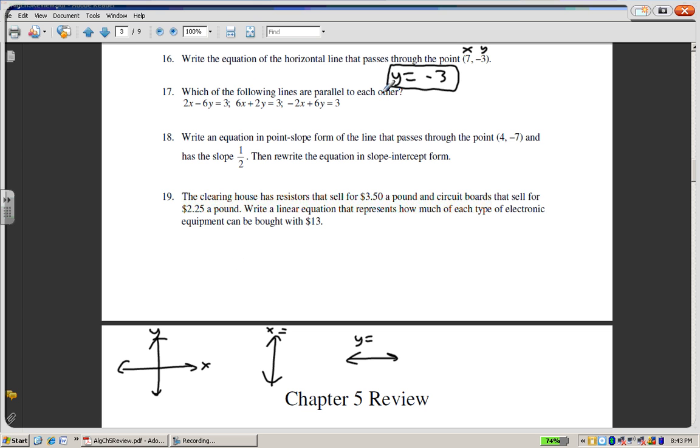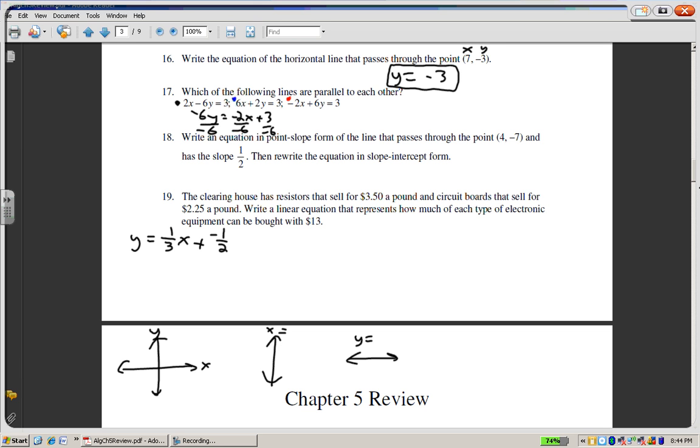Which of the following lines are parallel to each other? The easiest way is to color code these. And we're going to solve each for y, put it in slope-intercept form. So I'm going to subtract 2x from both sides. Divide by negative 6. And we end up with y equals negative divided by negative is a positive. 2/6 is 1/3 plus negative 1/2.